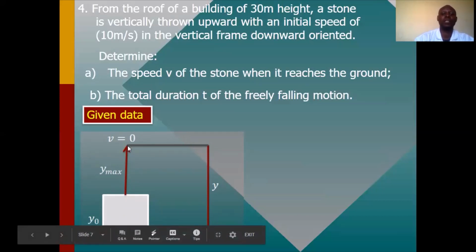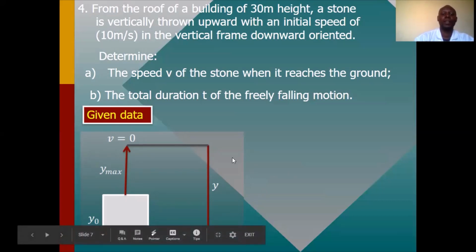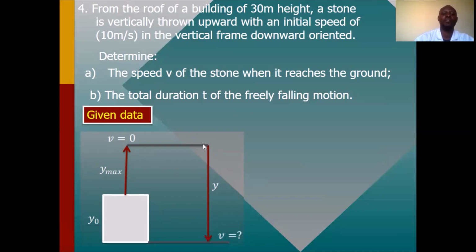At the highest point, the final speed is equal to 0. And then when the speed becomes 0, the projectile turns back to the ground. So the distance y0 plus ymax is y. That is the total distance moved by the projectile from the highest point to the ground.